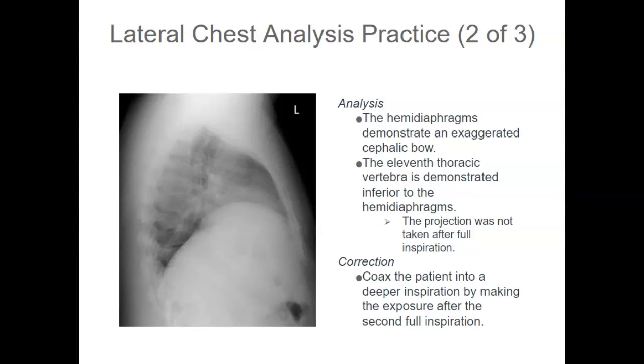You also cannot count 10 thoracic vertebra and ribs clearly demonstrated. So therefore, we want to bring the patient back and let them know that we need to get their projection performed on the second full inspiration.